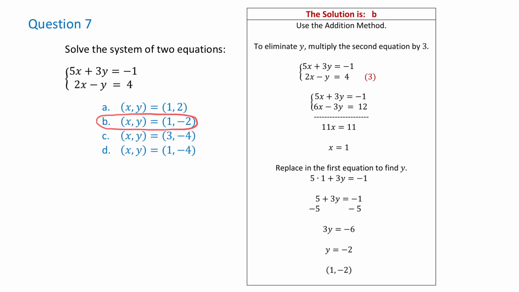Now to find y, we can choose either of the 2 equations and replace x. We can choose the first equation and replace x with 1. Then 5 times 1 plus 3y equals -1. From here, if we solve this equation for y, we get that y equals -2. So the solution is the pair of numbers 1, -2.